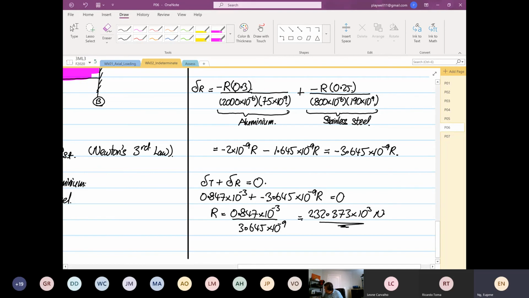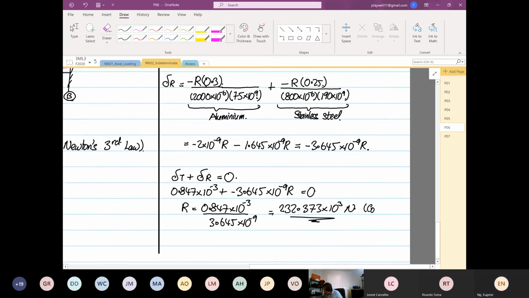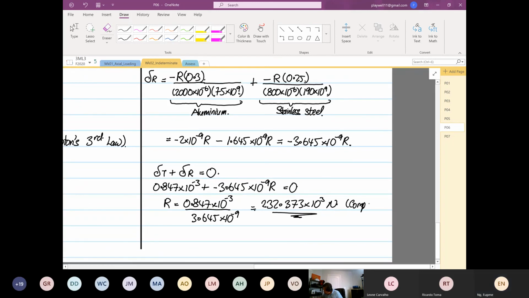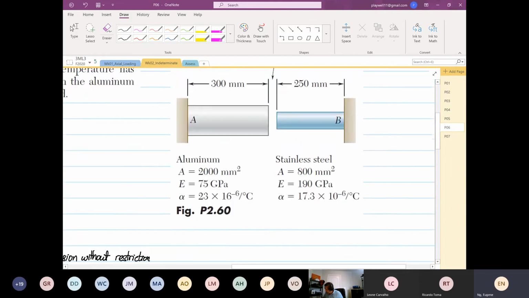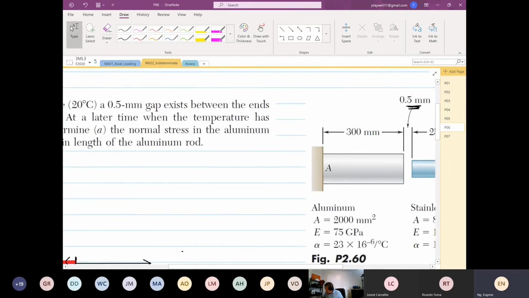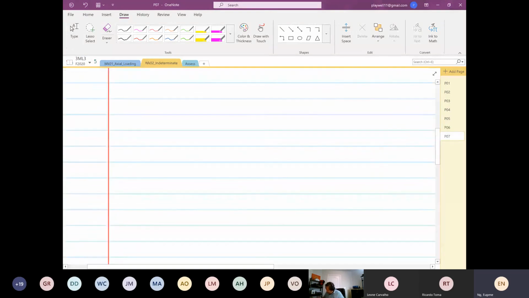And then this redundant load is going to induce what? Compression. Right, I told you, when temperature increases, you get compression. Okay, so what have we calculated? This question asks for the normal stress in the aluminum. So we're going to calculate the normal stress.